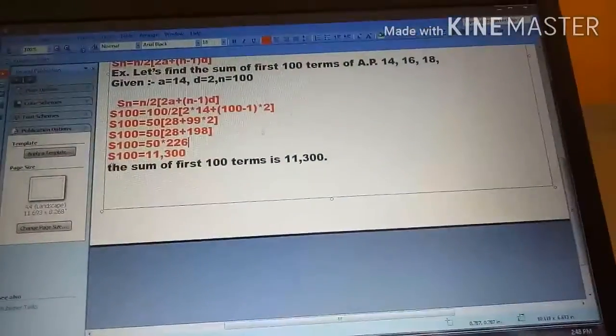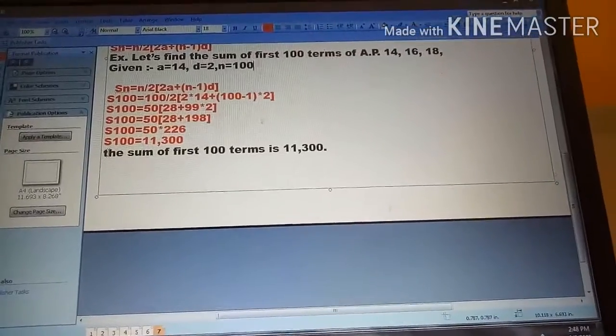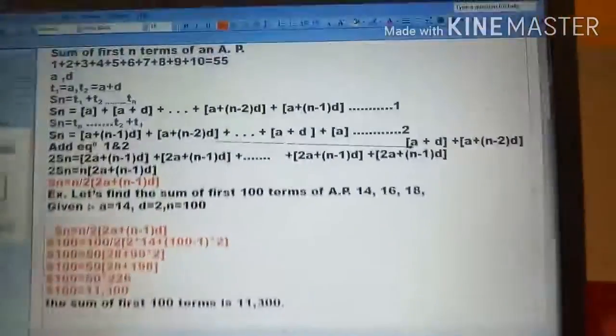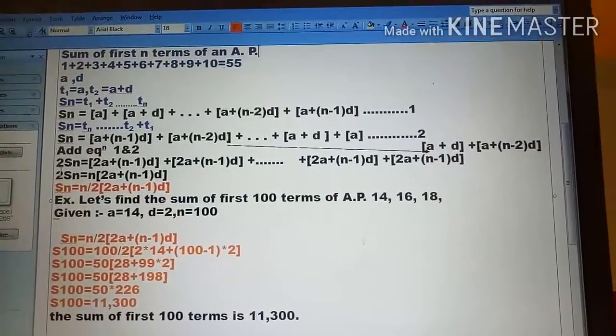Understood? Like this we have to use the sum of first n terms formula and the theorem. I hope you understand it better. If you want to take a screenshot, you can take it for your reference.